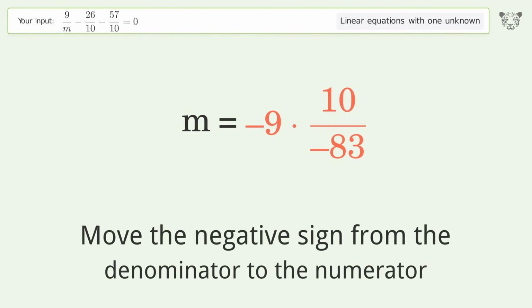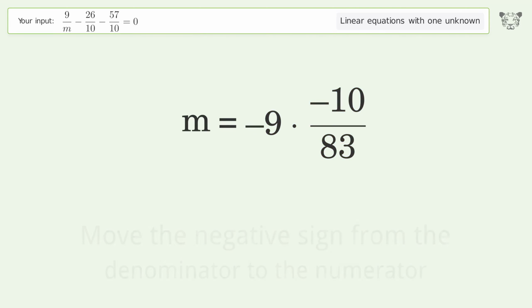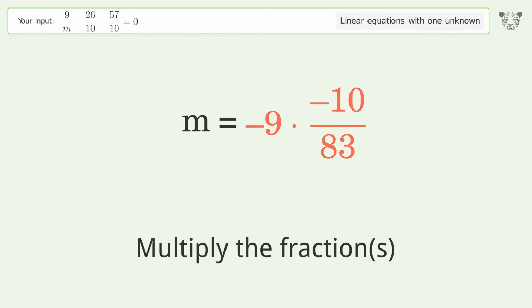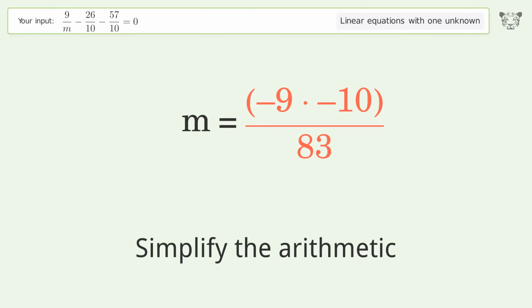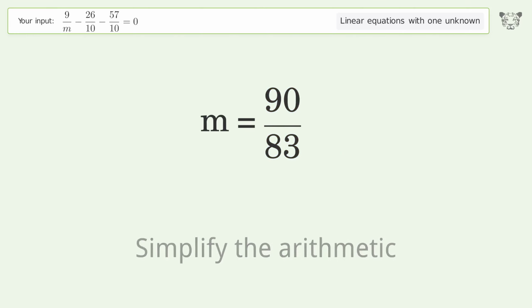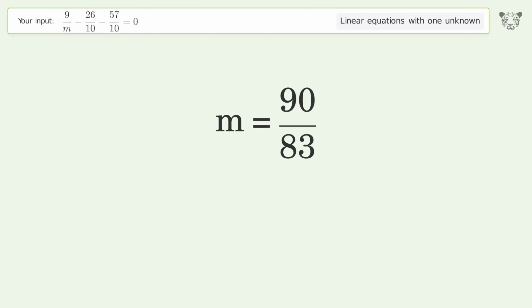Move the negative sign from the denominator to the numerator. Multiply the fractions. Simplify the arithmetic. And so the final result is m equals 90 over 83.